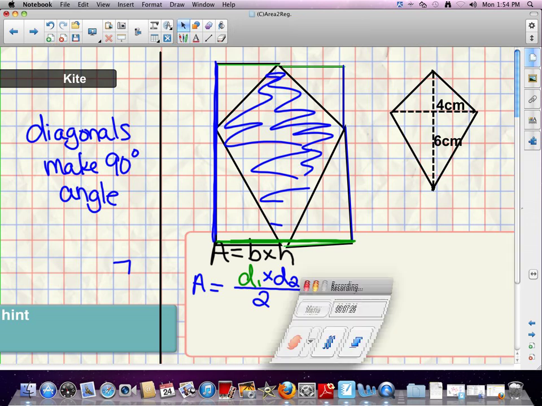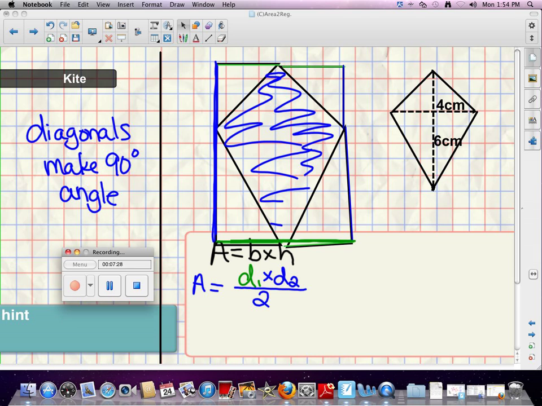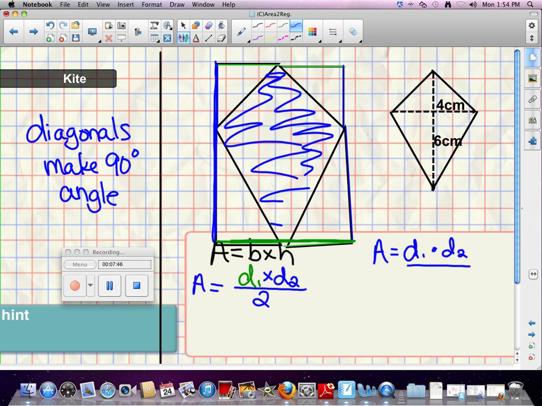Try finding the area of the kite to the right. Again, I start with my formula. Area equals diagonal 1 times diagonal 2, divide by 2. Diagonal 1 is 4, times diagonal 2 is 6, divide by 2. 4 times 6 is 24, divide by 2 is 12 centimeters squared. So the kite is 12 centimeters squared.